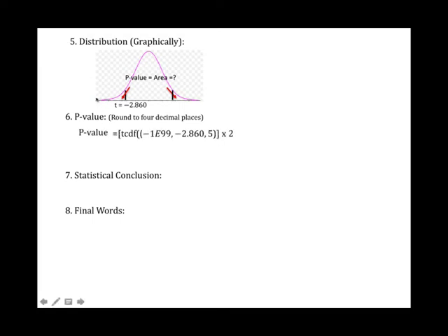So lower value will be negative 1E99, upper value will be the test statistic. Degree of freedom will be n minus 1, so we got the 5 here. And then from here, we only find the area from the left tail. So we need to multiply by 2, okay? Make sure you multiply by 2 to get the p-value. You could get 0.0354, okay?